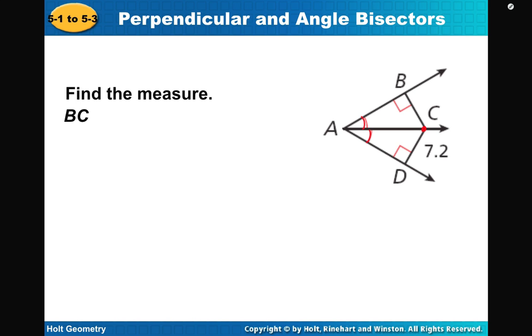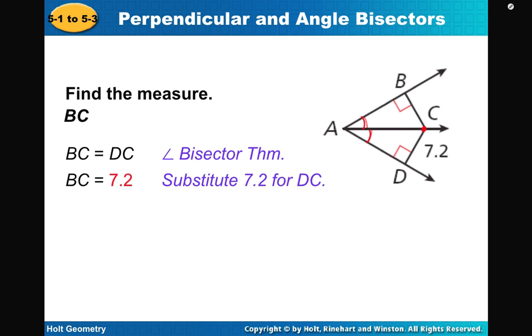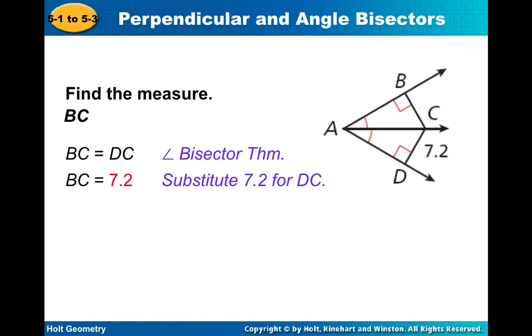Perpendicular to D is 7.2. So when you go perpendicular to B, what length would that be? You're right, it's 7.2. That point's equidistant from the ends, or from the sides of the angle, I should say.